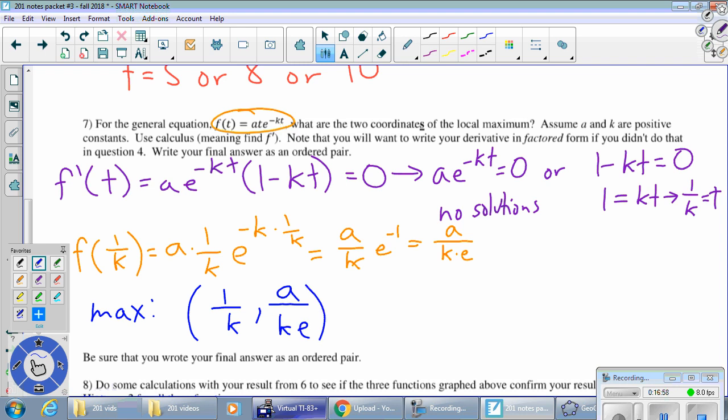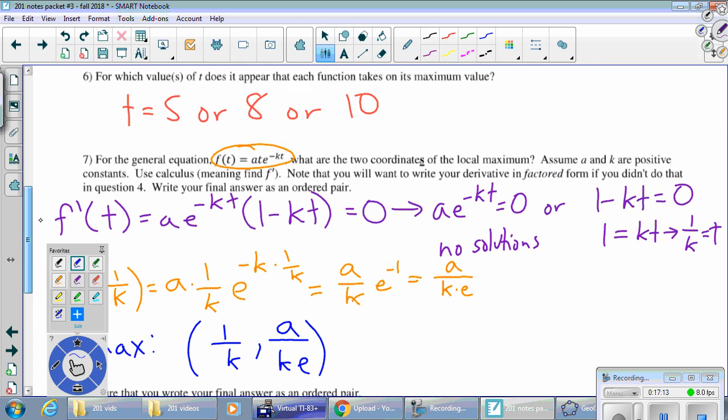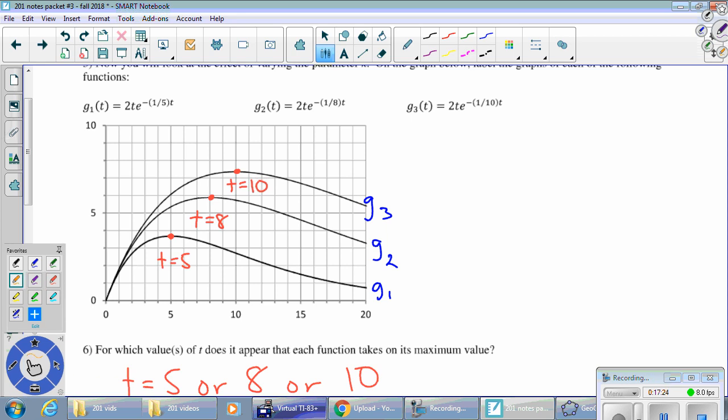Okay, number 8 says do some calculations with your result from 6 to see if the 3 functions graphed above confirm your result from 6 and a equals 2 for all 3 functions. Okay, so let's take a look. Looking at the 3 functions up above, I'll write the generic form of the function over here. The generic form was g of t, I guess f of t, equals a t e to the negative kt. And in our case, with these 3 functions pictured here, the a is 2 for each of them. So I'm just going to put a 2 there.